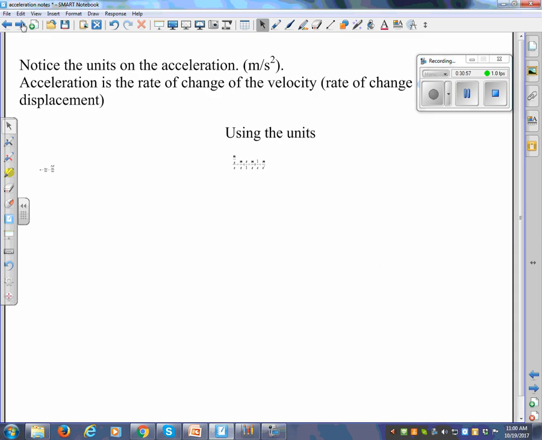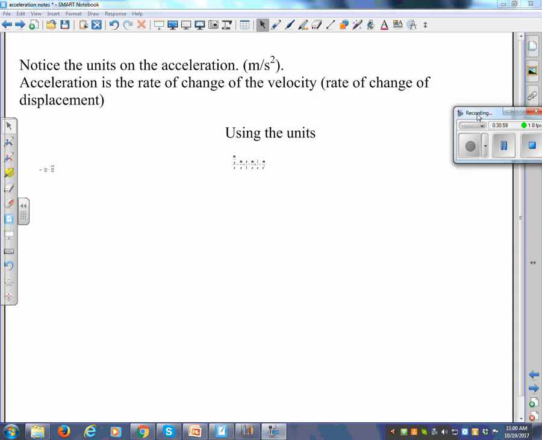Okay, so let's talk about units here. Put your pencils down, don't write, just listen. I'll leave time at the end to get you to write down, okay? Just take a writing break here. Notice the units on acceleration, meters per second squared. It's important. I will circle that on tests if you just put meters per second, okay? Acceleration is the rate of change of velocity, which is the rate of change in displacement.